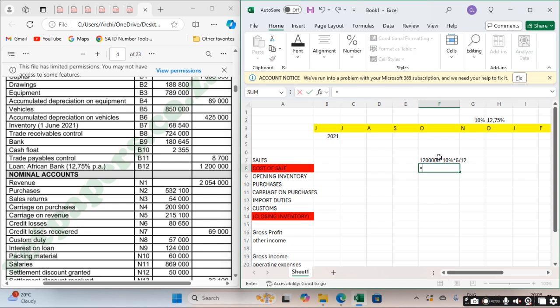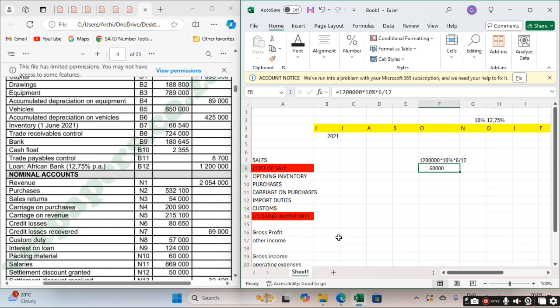Is equal to this. We get 1,200,000 multiplied by 10% multiplied by 6 over 12 is equal to 60,000. So this is the interest for June until November.